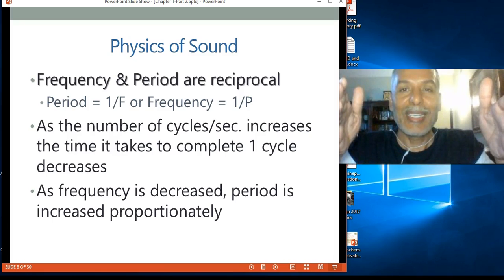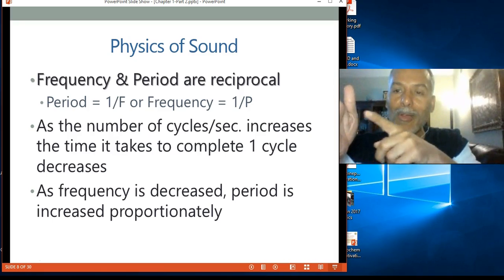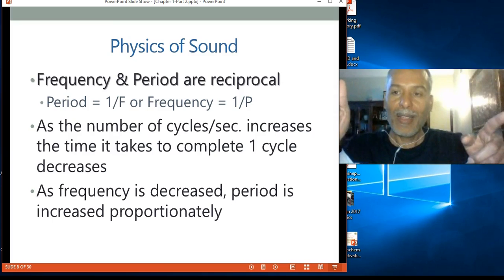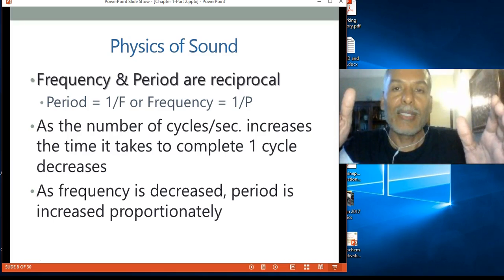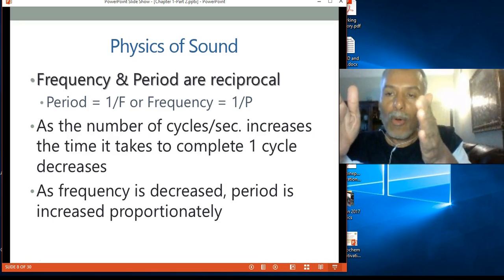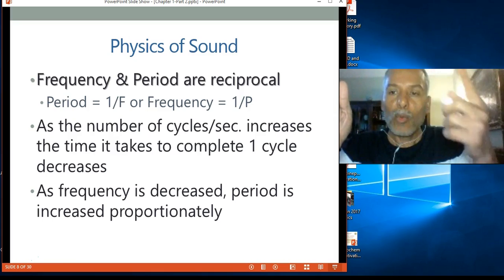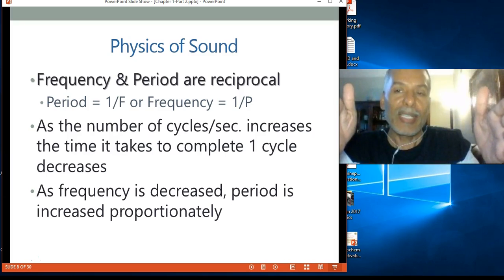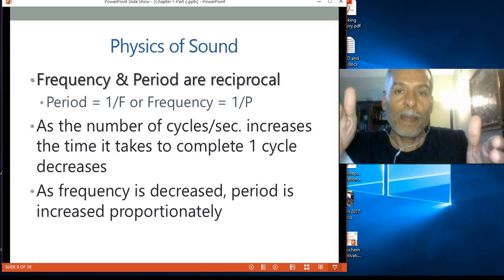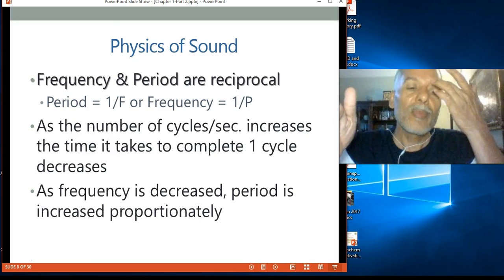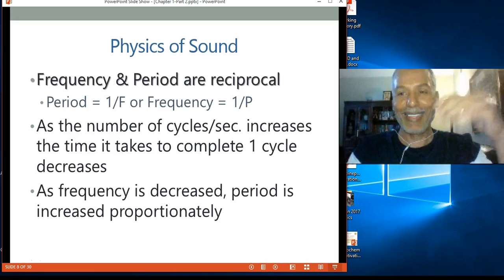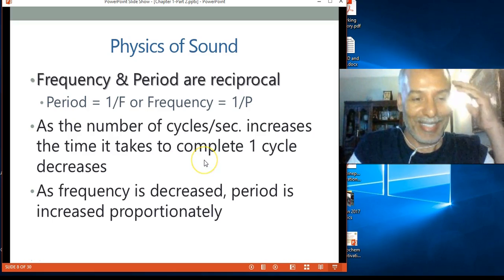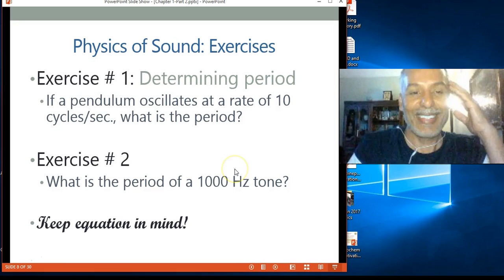So the idea again is the longer the cycles are, the smaller the total number that can happen in a single second. And the smaller the cycles are, the greater the frequency, the greater the total number that can happen in 1 single second. So I hope this makes the concept clear. I don't want to over explain things and then make them not clear.